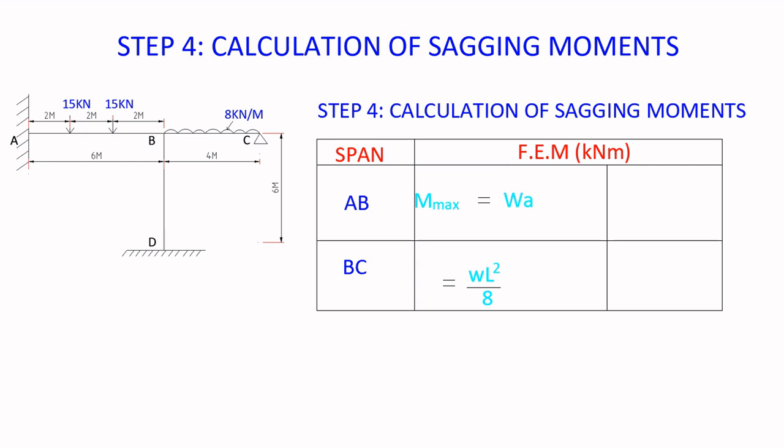For BC, we have a UDL of 8 kilonewton per meter. The formula for the sagging moment is WL squared divided by 8. Therefore, it will be 8 times 4 squared divided by 8. If you work that out, you get 16. So now we proceed to our final step.